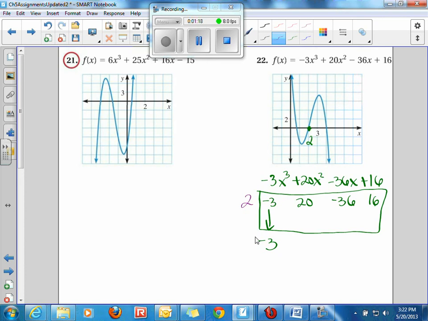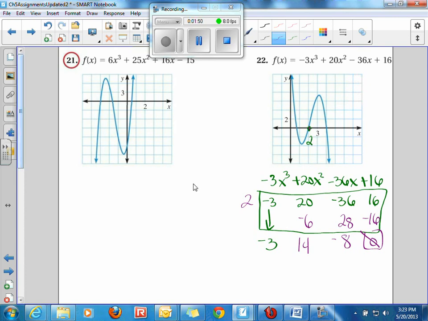So like all synthetic division here, multiply in, add out. Negative 3 times 2 is negative 6. 20 plus negative 6 is 14. 2 times 14 is 28. Negative 36 plus 28 is negative 8. Then negative 8 times 2 is negative 16. 16 plus negative 16 is 0. And I should get 0 there because it was a 0 for the y value on that point. So the point (2, 0) on that graph is a zero here. So I know that I did that part right.